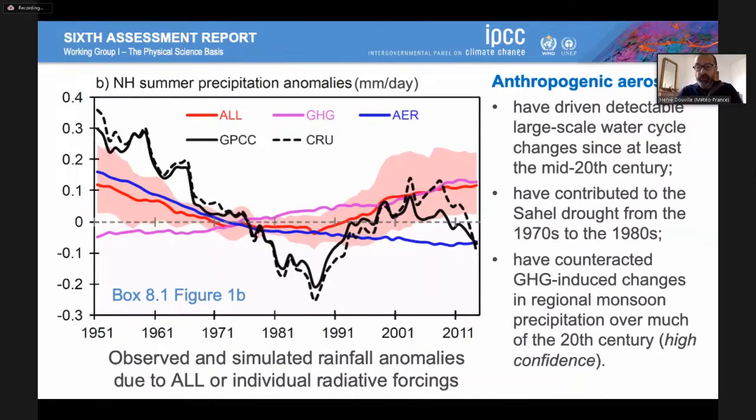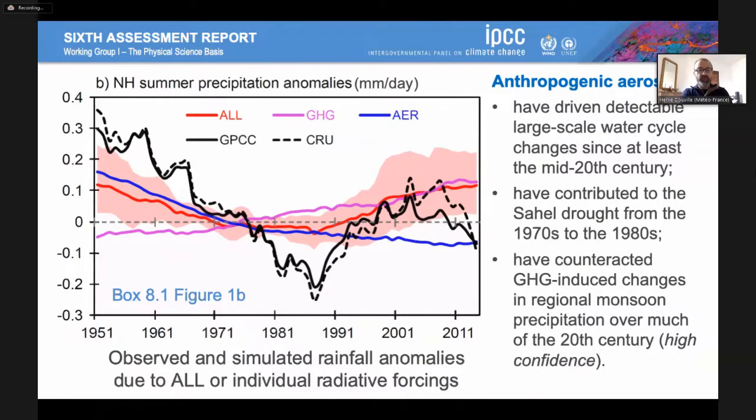Beyond, to further support the importance of anthropogenic aerosols, we see here the average summer precipitation anomalies over land in the northern hemisphere. And we show the observation in black showing a decline in precipitation from the 1950s to the 1980s, followed by a recent recovery, which is also typical of what has been observed, for instance, over the Sahel, with dramatic droughts in the early 80s, for instance.